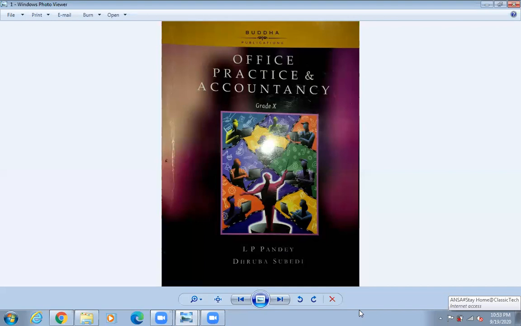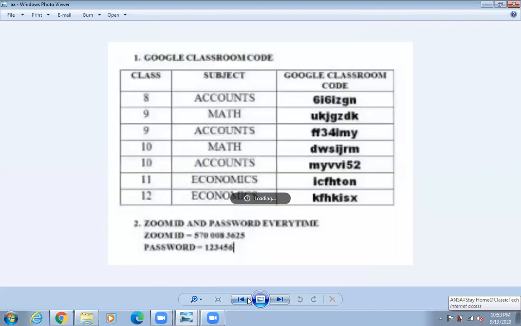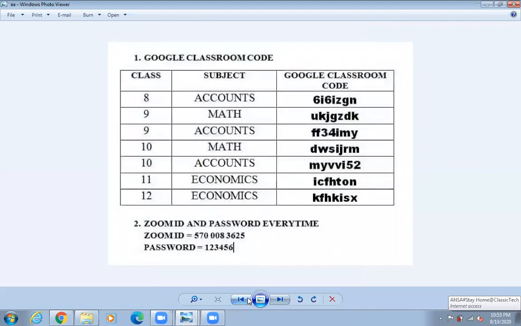Okay, let me start. This is the book that you need to follow, and let me show you the code number. If you are new to this class, then we need to register in Google Classroom. For class 10, there is the math class, and accounts is also there. A different class code will be there for accounts, because this is a different subject.